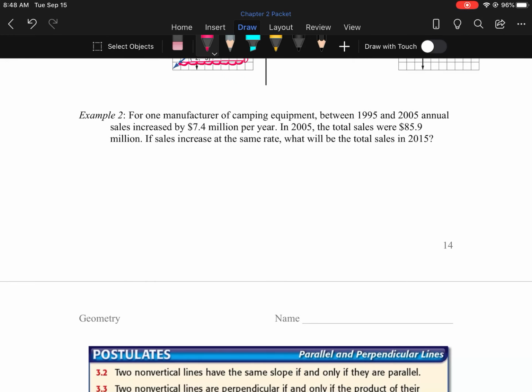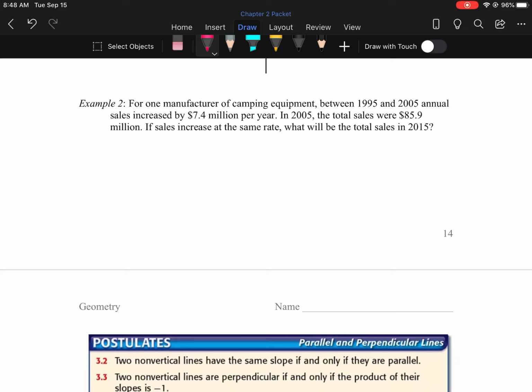All right, for example 2, it says for one manufacturer of camping equipment between 1995 and 2005, annual sales increased by 7.4 million per year. All right, so that's how much it increased per year. In 2005, the total sales were 85.9 million. If the sales increase at the same rate, what will the total sales be in 2015?